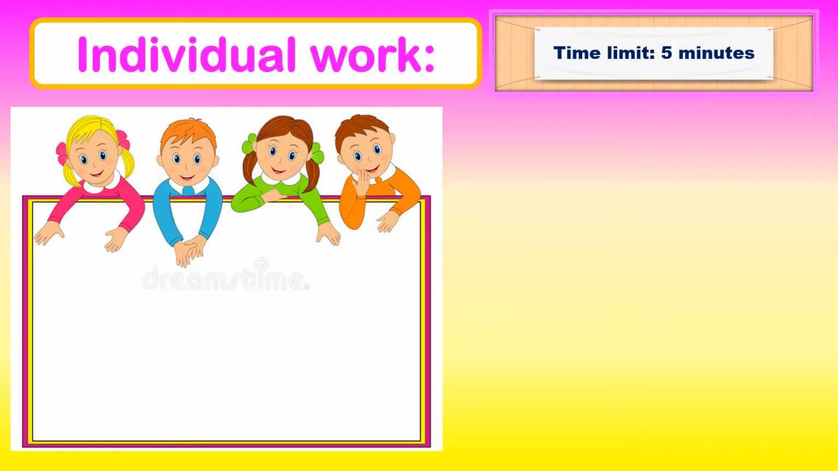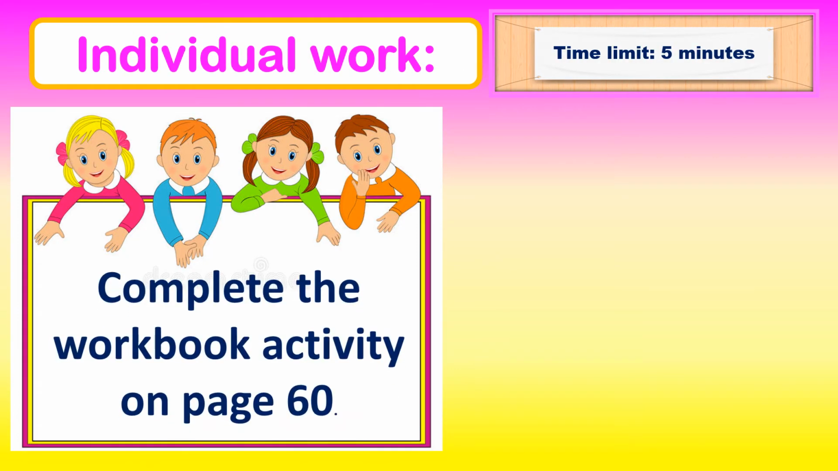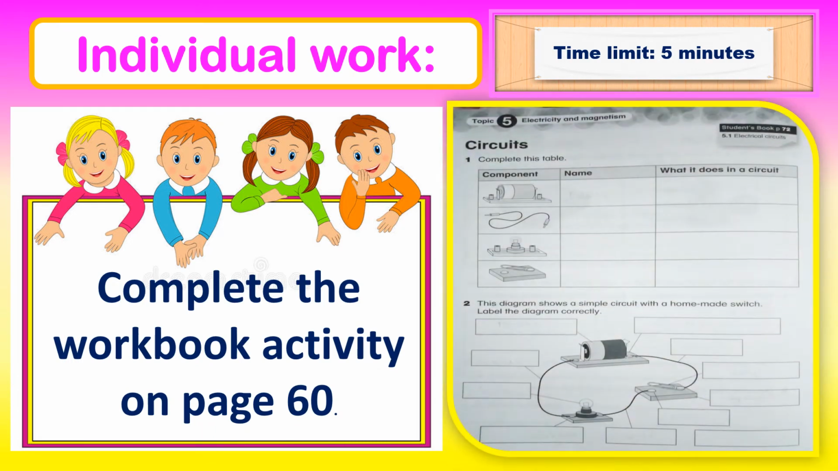For your individual work, you're going to complete the workbook activity on page 60. On this workbook activity, first, complete the table by writing the name of each component and what it does in a circuit. Second, the diagram shows a simple circuit with a homemade switch. You're going to label the diagram correctly. You have only 5 minutes to do this activity.